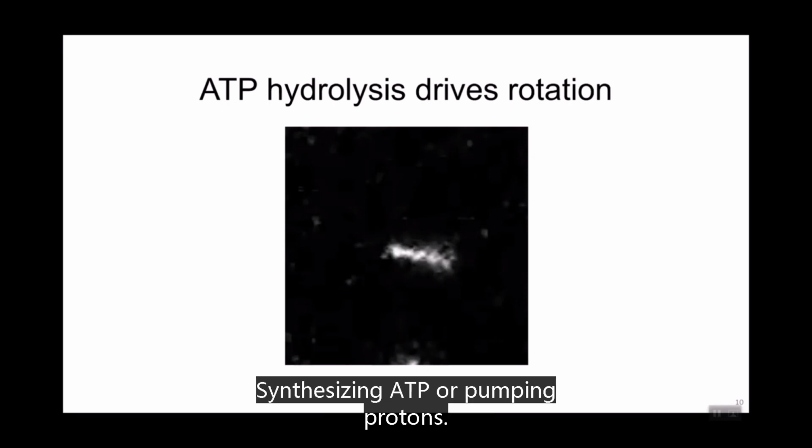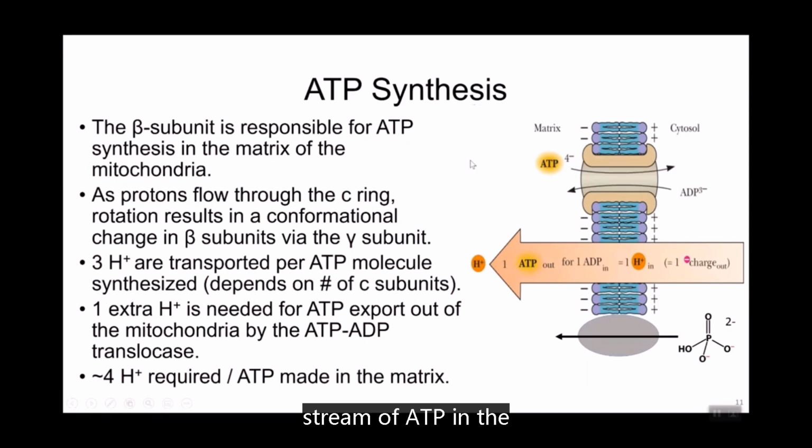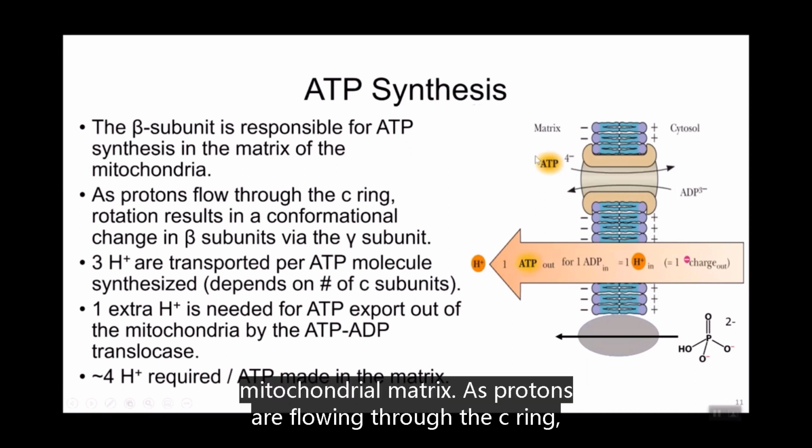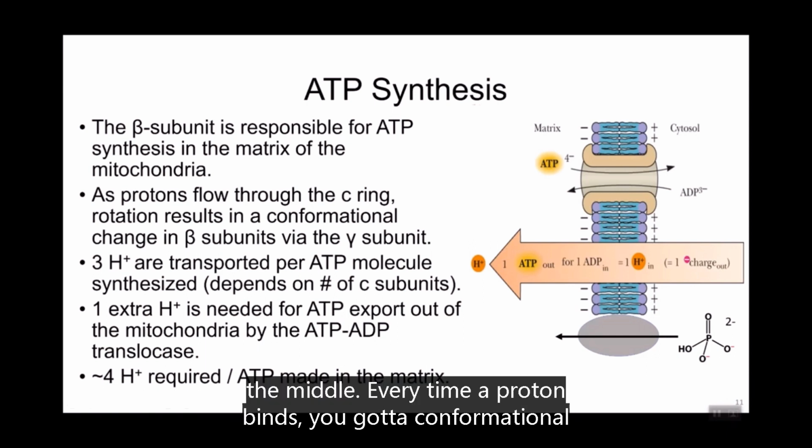Okay, so we have 3 beta subunits that are supplying this constant stream of ATP in the mitochondrial matrix. As protons are flowing through the C ring, we see a conformational change that's occurring due to that gamma subunit that's running up the middle.